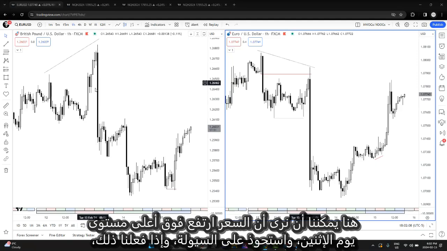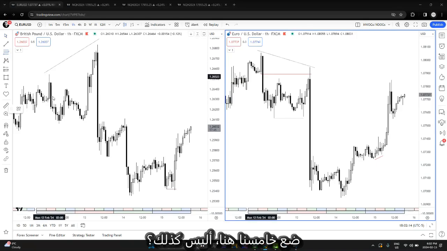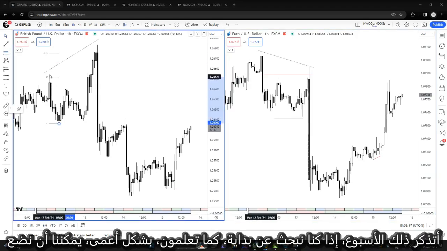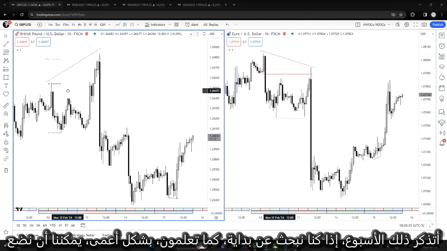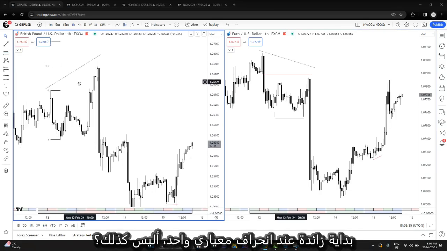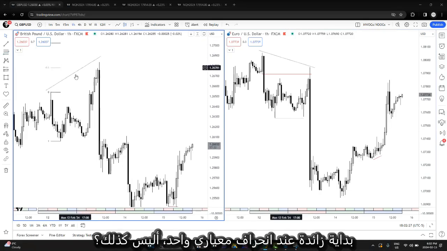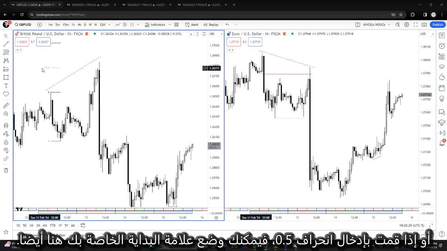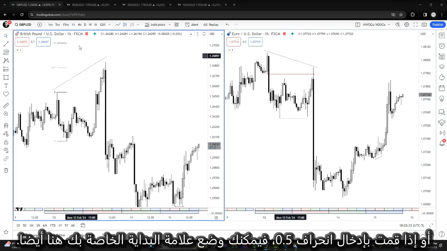Right here, we can see that price ran above Monday's high, took liquidity, and if we place our fibs here, right, and remember that if we're even looking for a short, blindly, we could put our stop loss at one standard deviation, right? Or if you enter at 0.5 deviation, you can put your stop loss here as well.